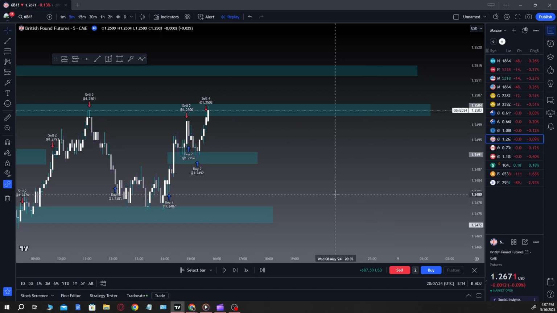Simple as that. Wow. What's going on here, right? What's actually happening? This goes against every single rule that I thought you were supposed to follow. You're not supposed to add into losing trades. You're not supposed to double down. You're not supposed to average down.